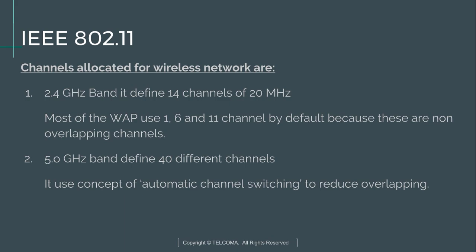Most of the WLANs use these frequencies, and it is an overcrowded band. We can't use neighboring channels for different WLANs, so we use channels 1, 6 and 11 by default because they are non-overlapping channels. If we use neighboring channels for different WLANs, they cause interference of the signal. The 5.0 gigahertz band defines 40 different channels, and it uses the concept of automatic channel switching to reduce overlapping.